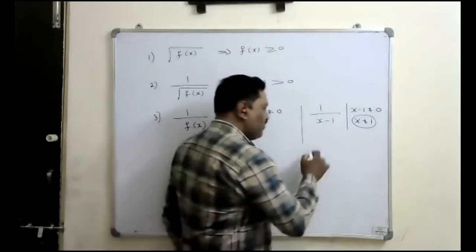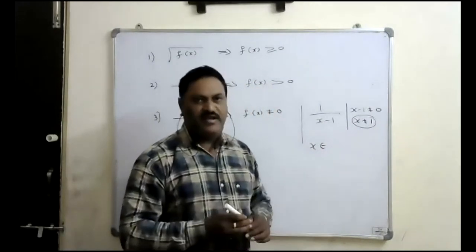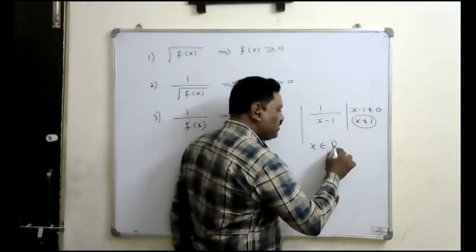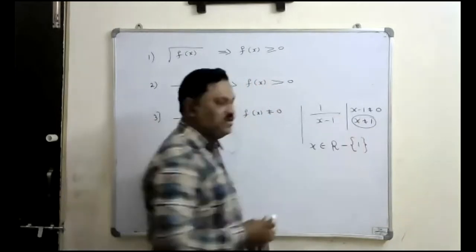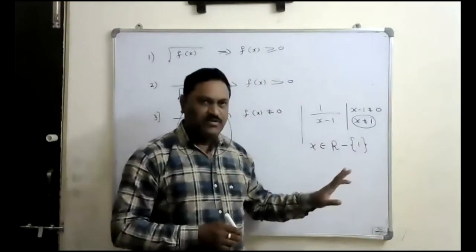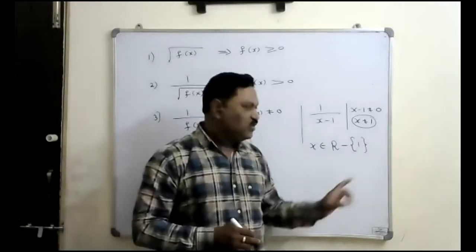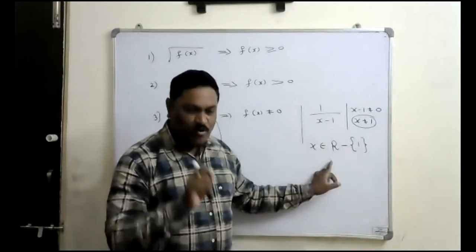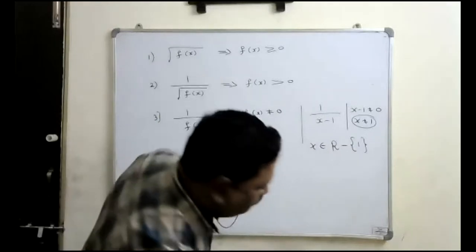So I will write x belongs to the set of all real numbers, which we represent by capital R, but I should not take 1. So from the real numbers, keep the curly bracket and subtract that 1. It means it can take all the remaining values except 1. In certain cases, if you should not consider some particular values, subtract those particular values from the real numbers. This is called the domain of this particular function. Understand? Like that we have to find the domain.